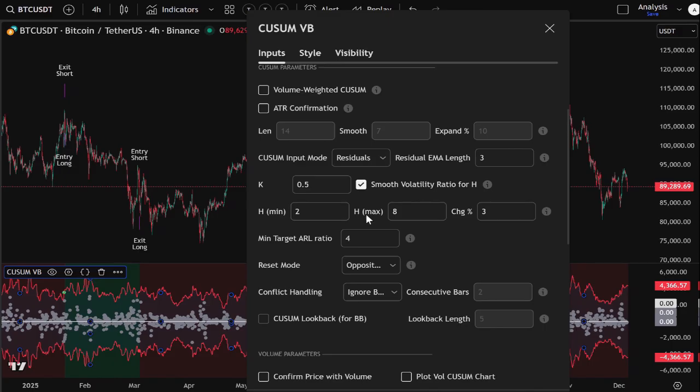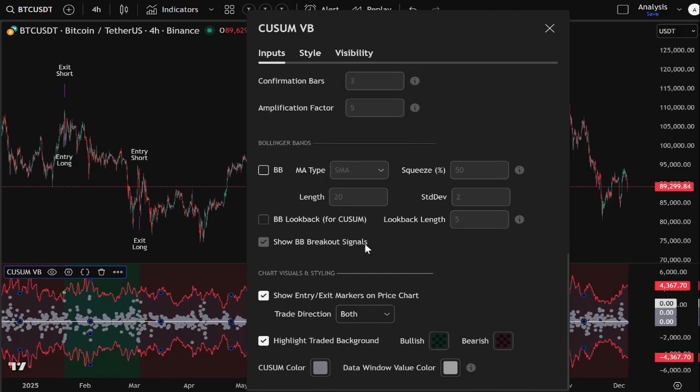This sets how far the drift must move before a breakout triggers. Larger values mean fewer, bigger moves. And then you have the change percent. This dynamically adjusts H between its min and max value based on volatility.